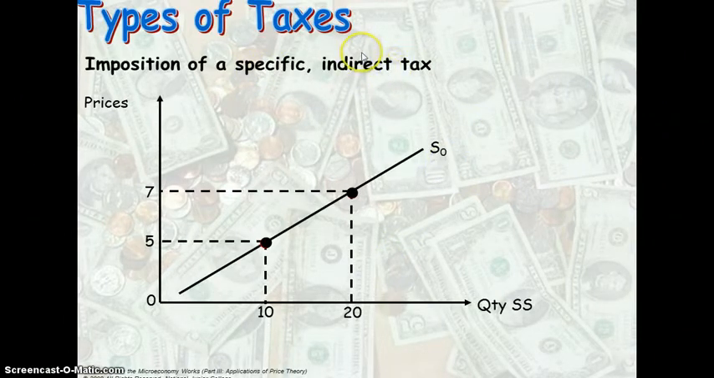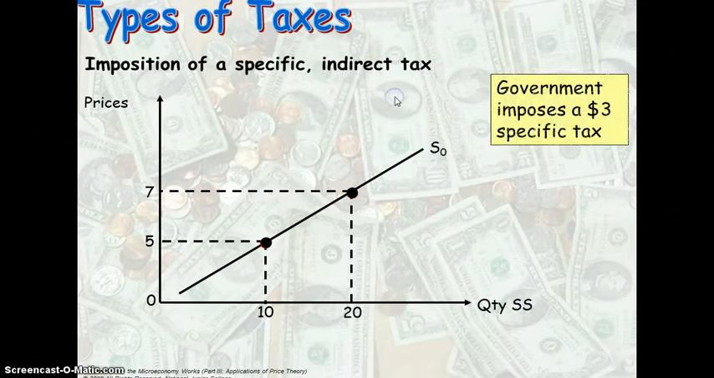Indirect tax is paid indirectly by the supplier of the goods. So therefore, it will affect the willingness and ability for the supplier to supply the products in the market. And therefore, indirect tax will be reflected by the shift of the supply curve.